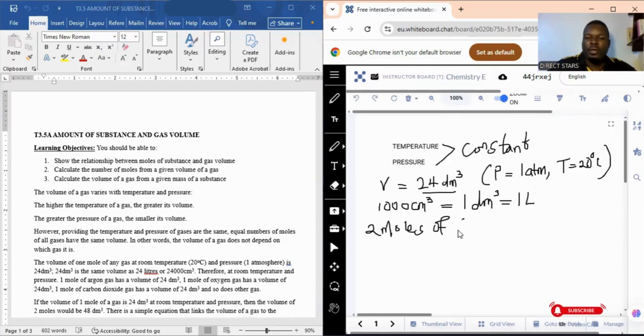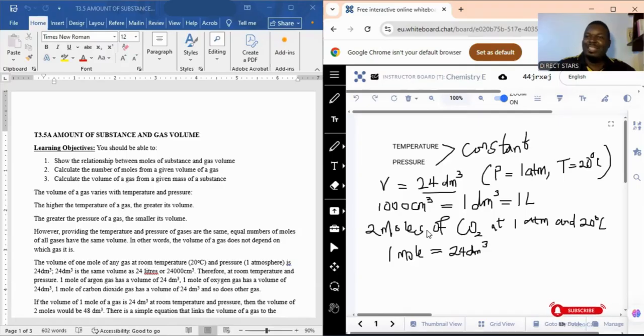Let's say you have 2 moles of carbon dioxide at 1 atmospheric pressure and 20 degrees Celsius. As long as the gas is in these standard conditions of pressure and temperature, we already know 1 mole of the gas is equivalent to what? 24 dm³.